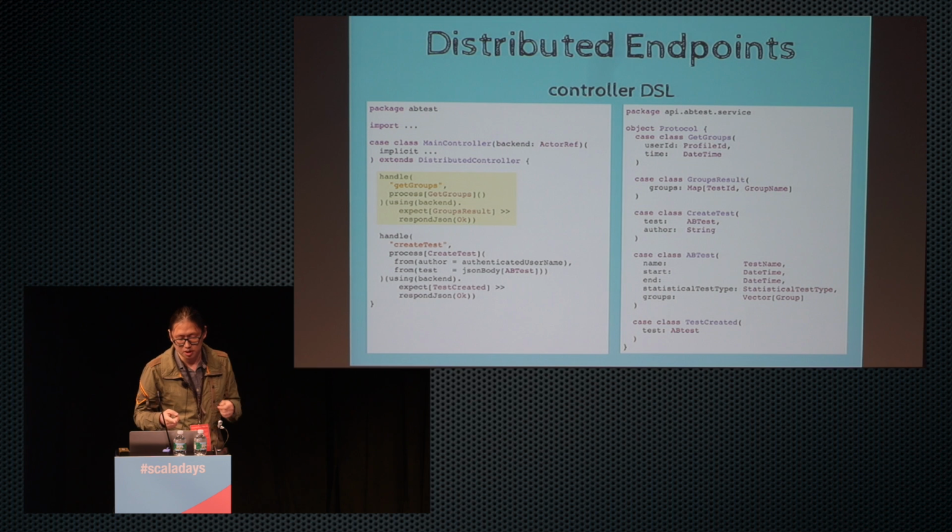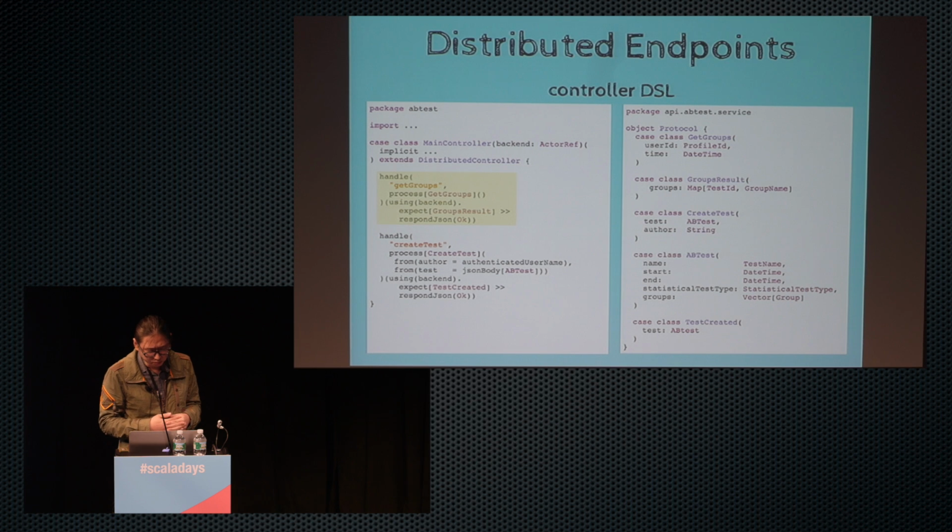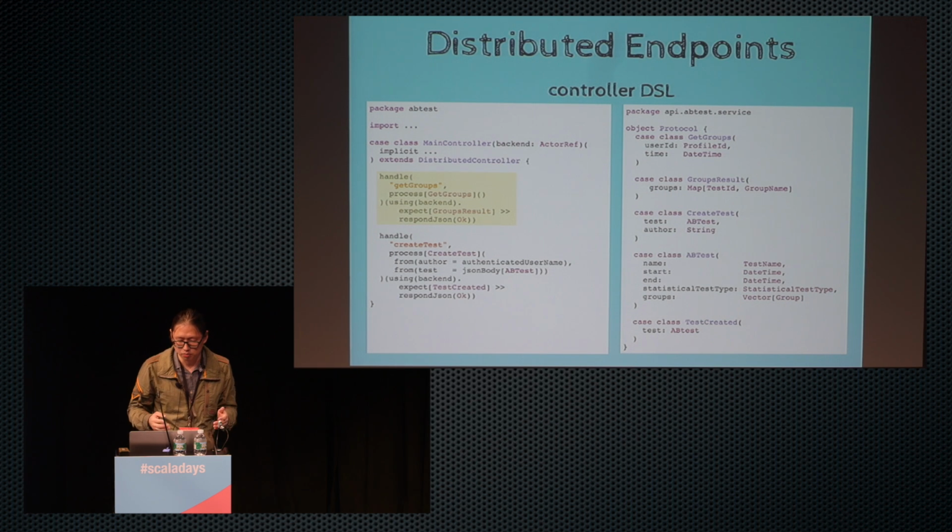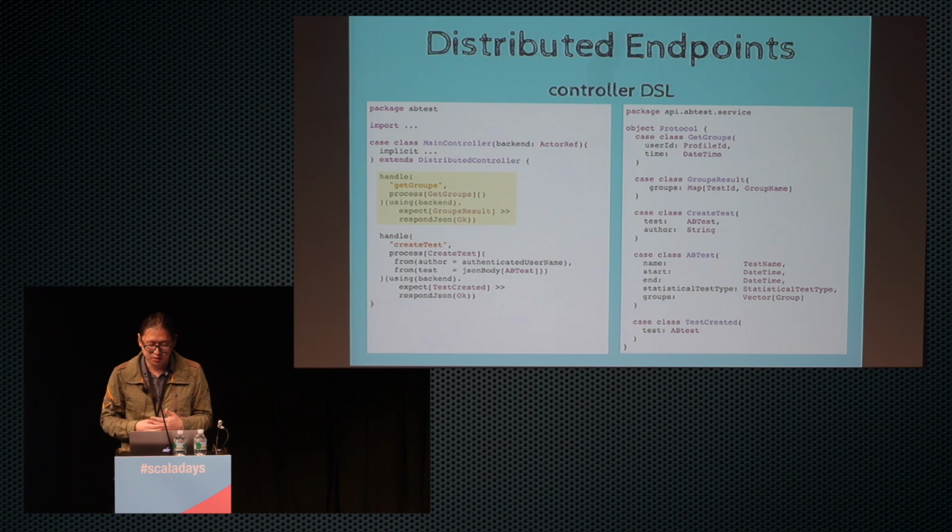So in this first example, you can see that I say handle get groups, and I'm going to process a get groups message, and I'm going to use a certain backend and expect a groups result from that backend and respond JSON. So that's the whole definition. And behind the scenes, this DSL, we call it Asobu DSL, is using Shapeless, Cats and Kittens to have this type-safe way to define where you want all the information to come from.